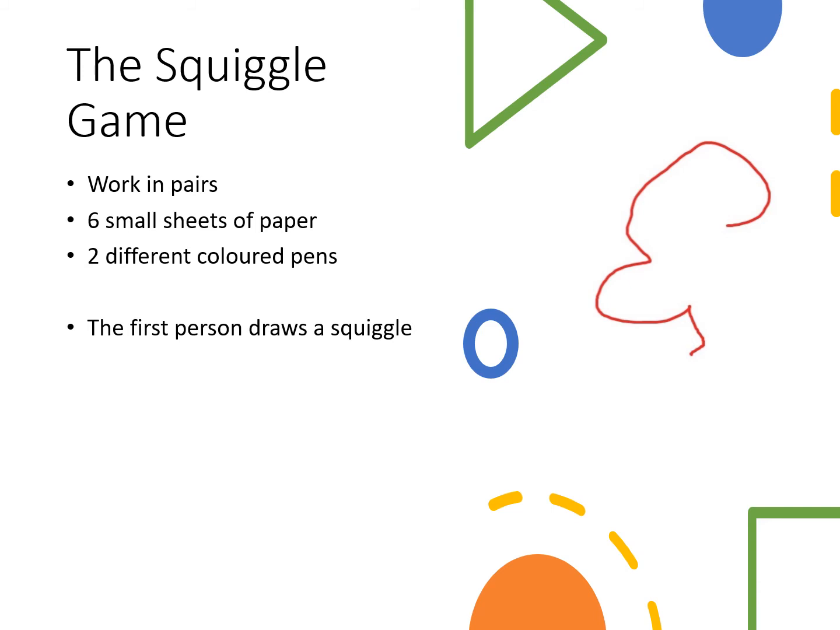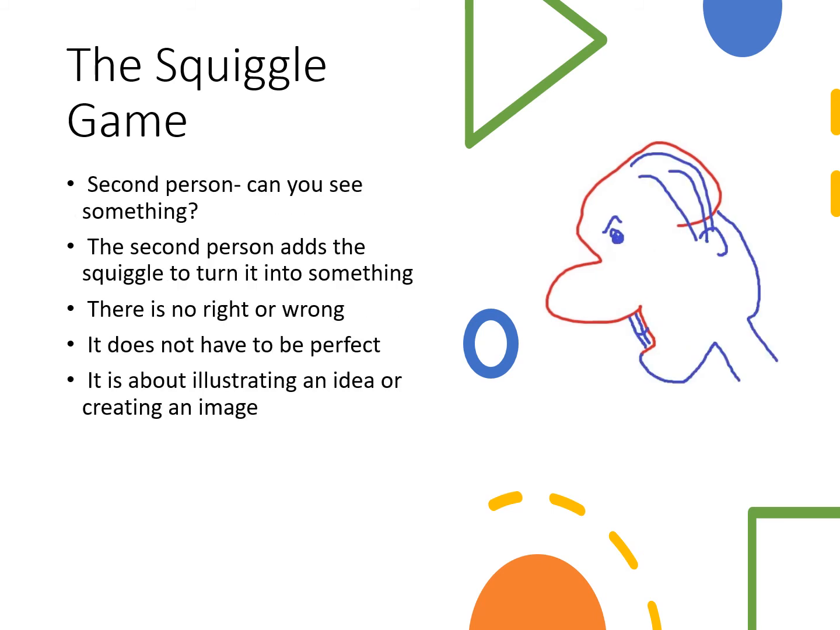So you're working in pairs, you need to work with someone else. Collect together 6 small sheets of paper, 2 different coloured pens, and the first person draws a squiggle. It can be anything, just a squiggle. The second person has a look at that squiggle. What can you see? Is there something that you can see in the squiggle that your partner's put on that piece of paper? So the second person adds something to the squiggle to turn it into something else.